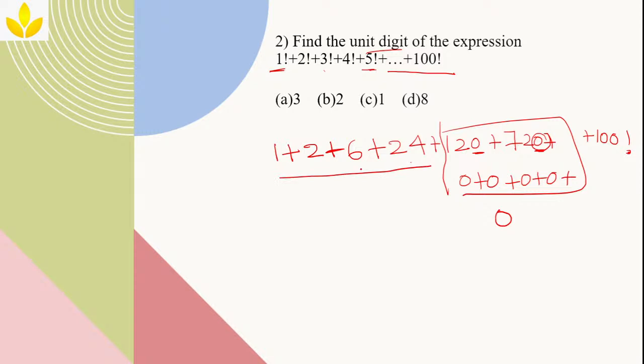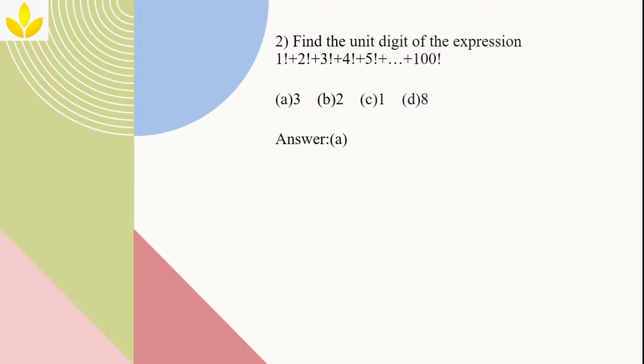Add only these numbers. 24 plus 6, 30. 30 plus 2, 32. 32 plus 1, 33. 33 plus 0, 33. So what is the last digit? It is 3. Isn't it easy? Right? So the questions are difficult only till you understand those tricks. Okay guys, well, let me go for the next question now. Answer is option A, 3.